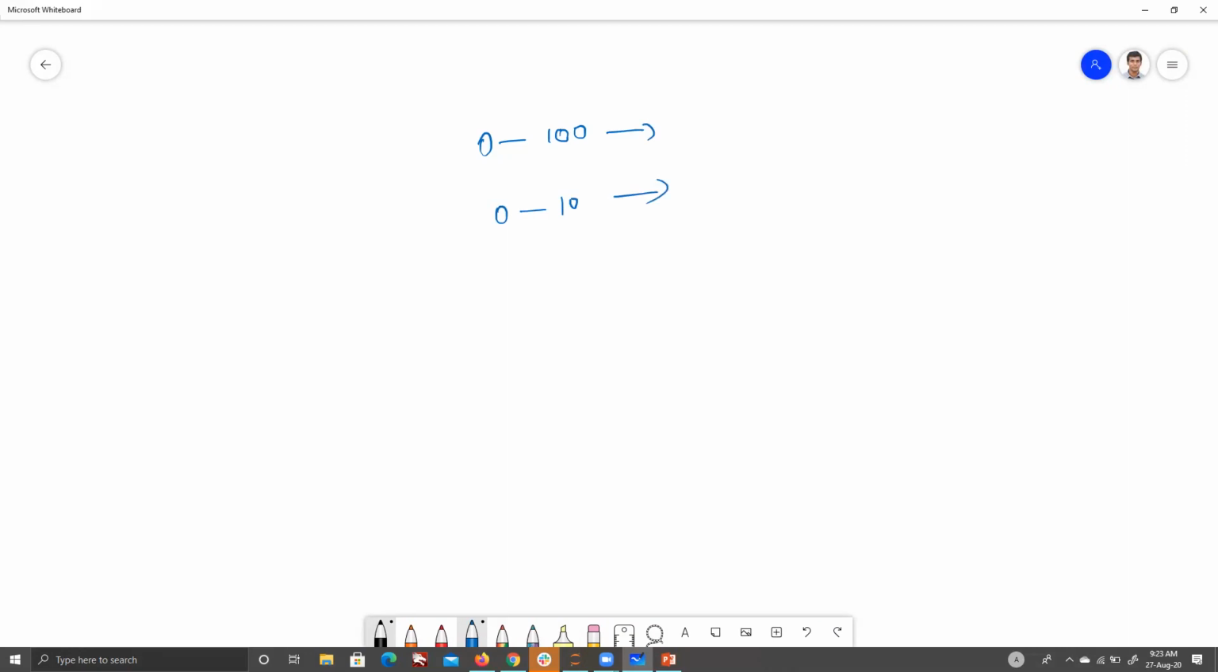Here the value increases from 55 to 58. Here the value increases from 5 to 6. Could you tell me where there is more increase? Could you tell me that?